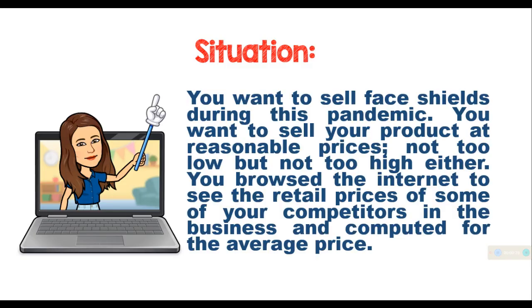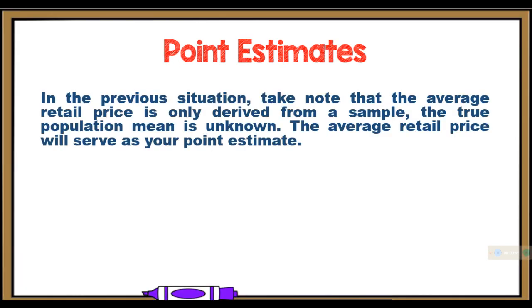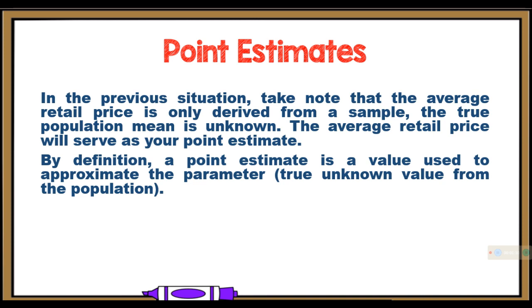Let's look at this situation. You want to sell face shields during this pandemic. You want to sell your product at reasonable prices. Not too low, but not too high either. You browse the internet to see the retail prices of some of your competitors in the business and computed for the average price. In the previous situation, take note that the average retail price is only derived from a sample. The true population mean is unknown. The average retail price will serve as your point estimate, the one that you derived from your sample or from your research.